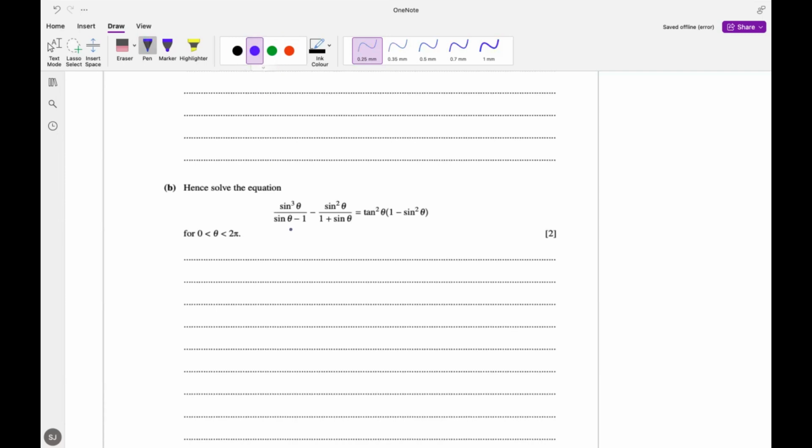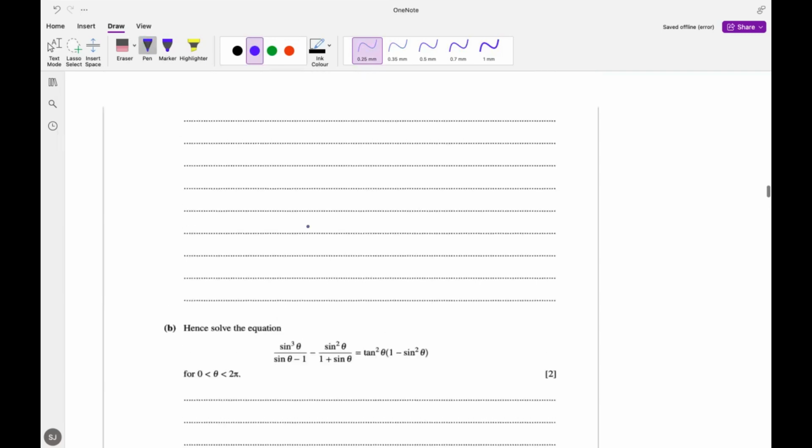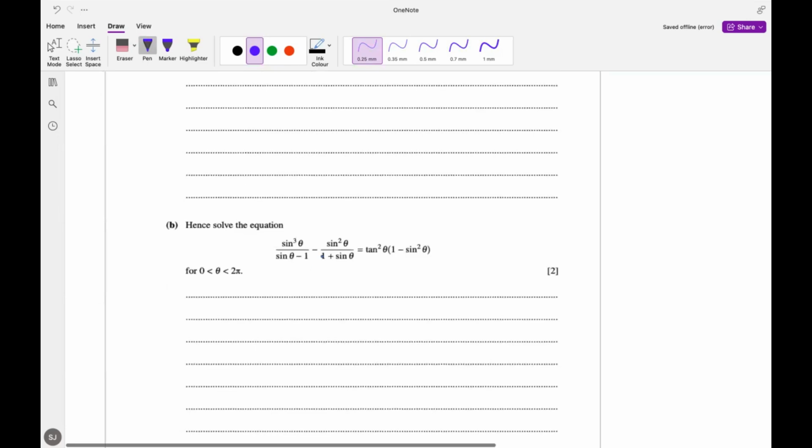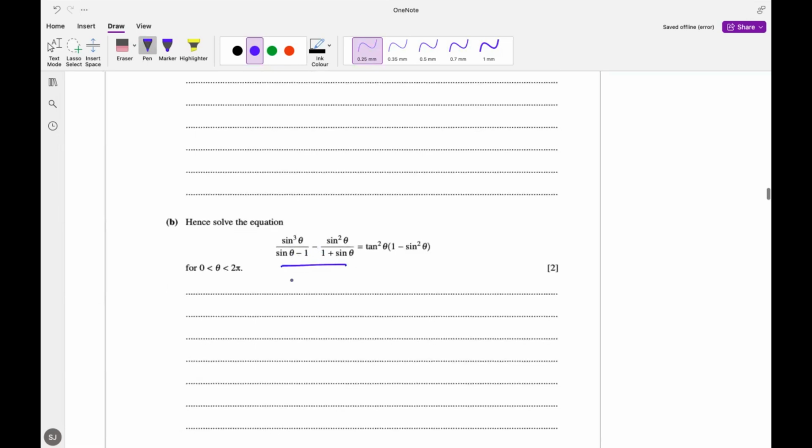In part B, it is now asking us to solve the equation sin³θ/(sinθ − 1) − sin²θ/(1 + sinθ) = tan²θ(1 − sin²θ). Now, the identity that we proved was −tan²θ(sin²θ + 1). So in place of this, we can write −tan²θ(sin²θ + 1) equals tan²θ(1 − sin²θ).